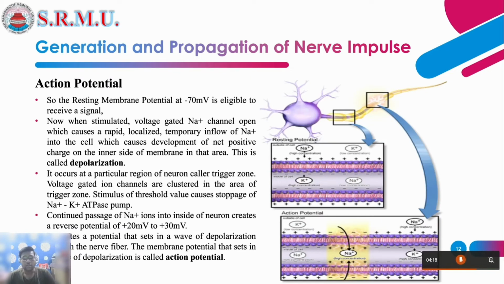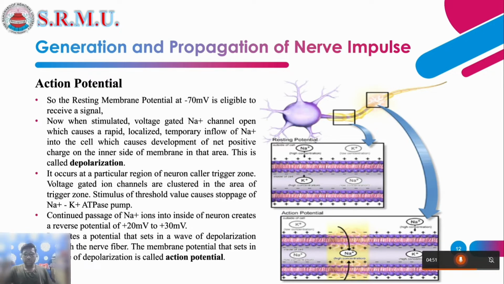Moving on, in resting membrane potential we have seen that it is fixed at minus 70 millivolt, which states that it is ready to receive a signal. So whenever a signal or stimulus comes from brain or spinal cord and the neuron receives it, there is a rapid localized temporary inflow of sodium ion. As you can see in the image, sodium moves inside at a particular region. That region is called the trigger zone.